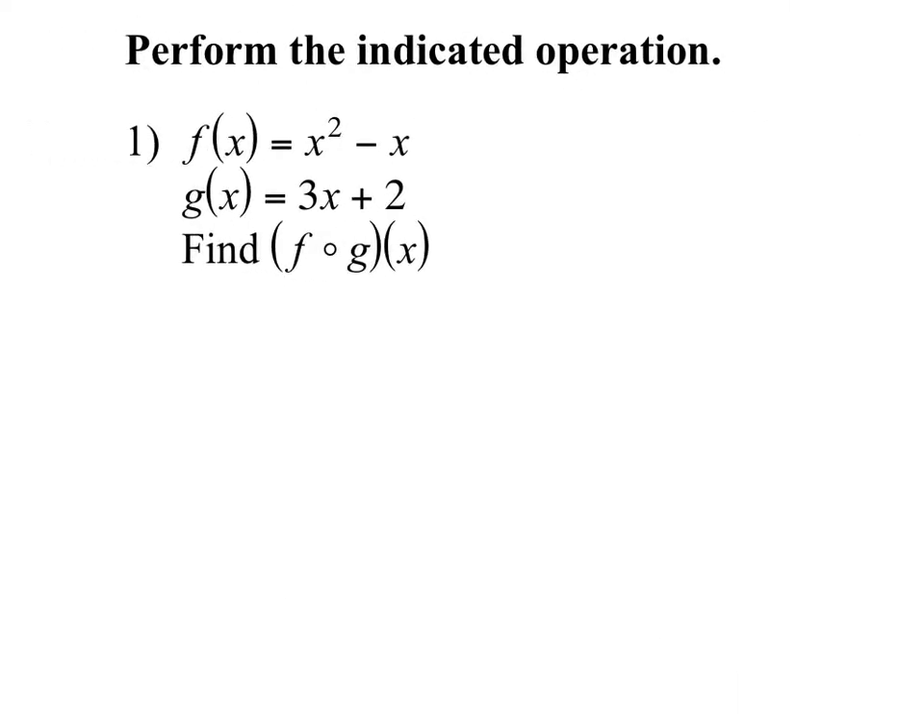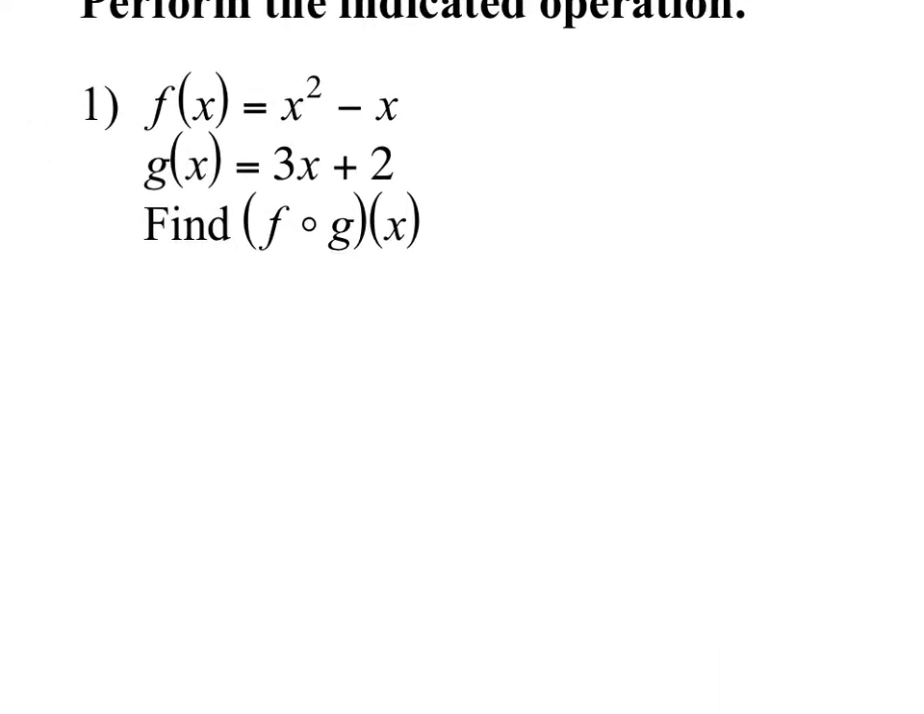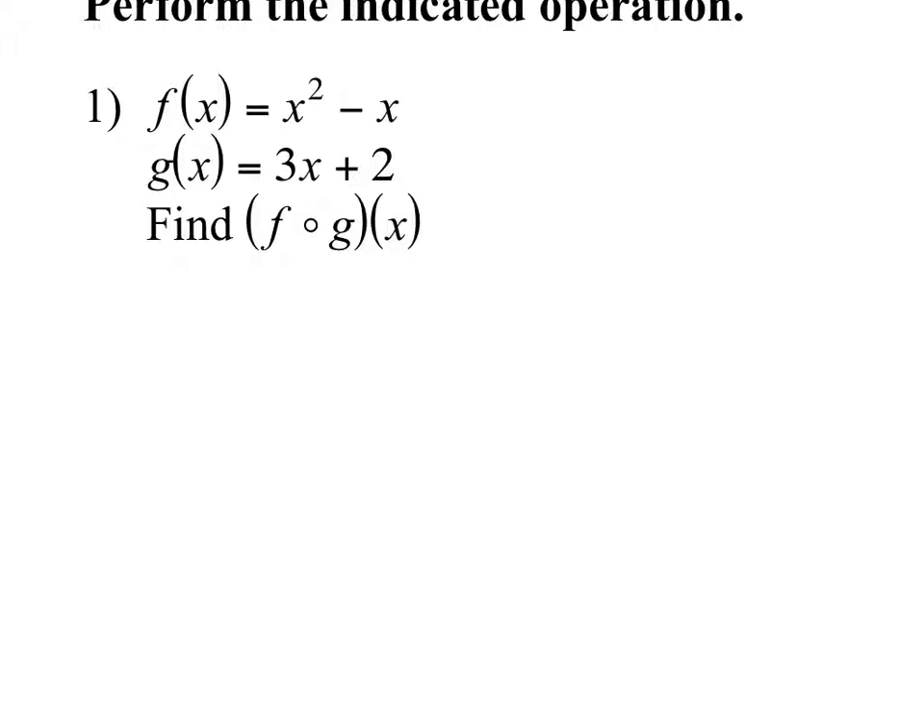Example number 1, it says perform the indicated operation. What this means, again, is that we are going to take the function g and put it into f. So we're going to take g, the second one, that's this equation right here, and we're going to put it in for every x we see. And then we have to simplify it.